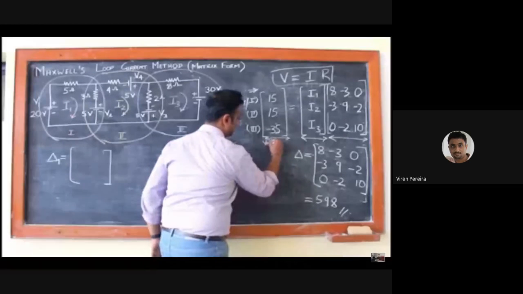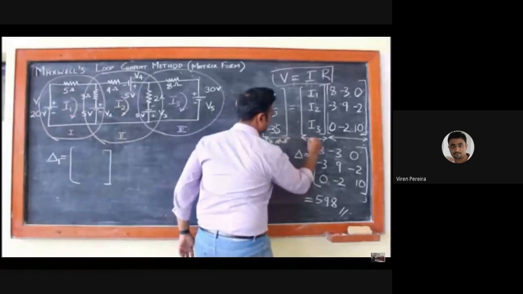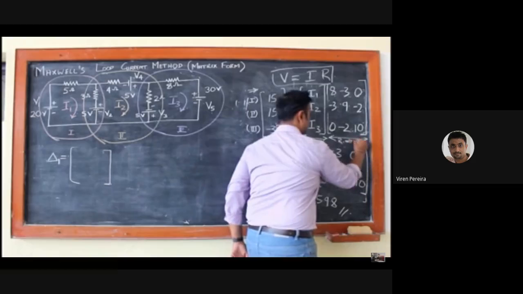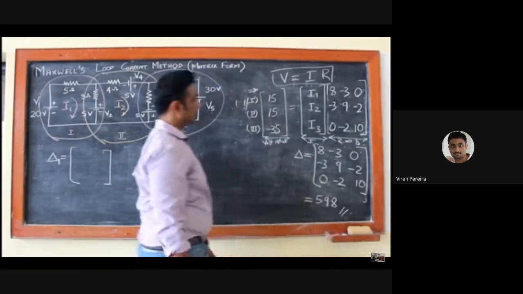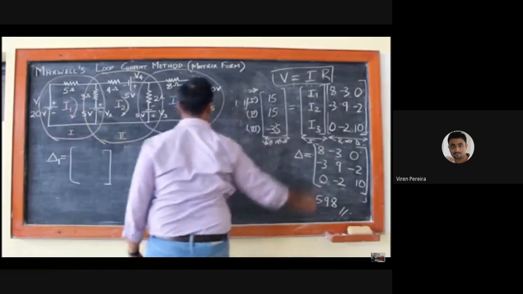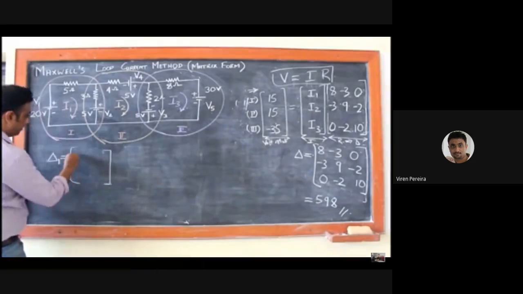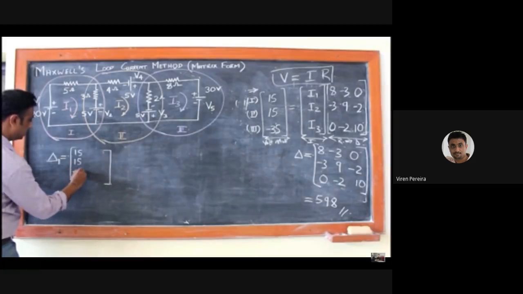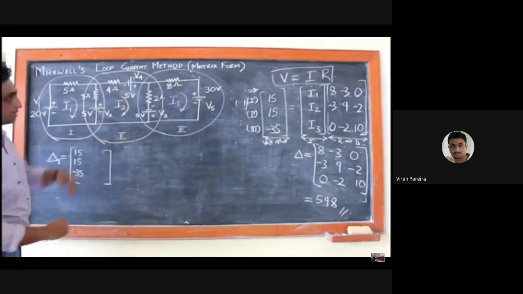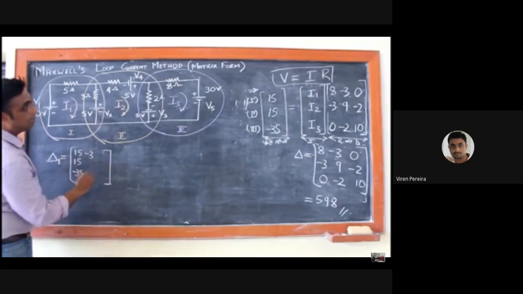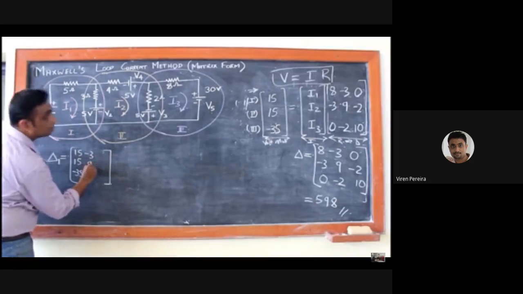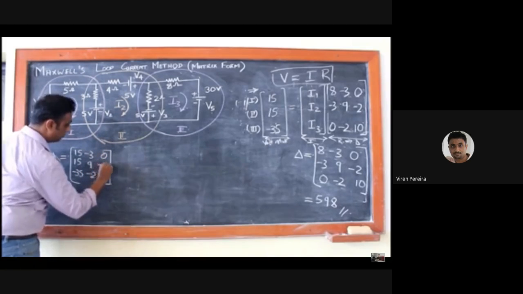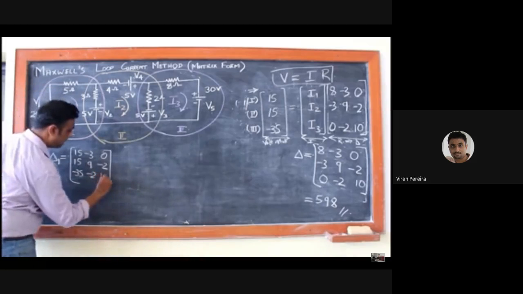Again, I'll just write this. This is your voltage matrix. This is your current matrix, and this is your resistance matrix, which is known as delta. So I replace this first column with my voltage matrix. So I have 15, 15 and minus 35. The rest remains the same. So minus 3, 9, minus 2, 0, minus 2 and 10.